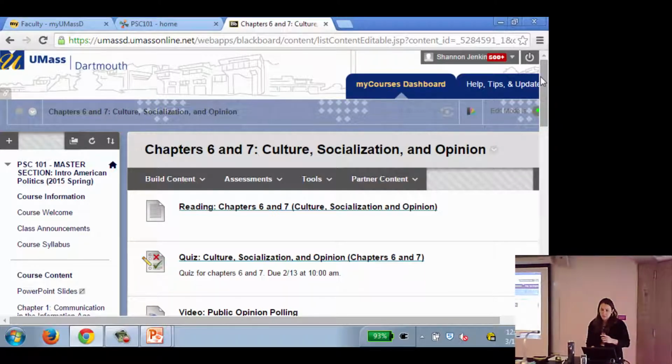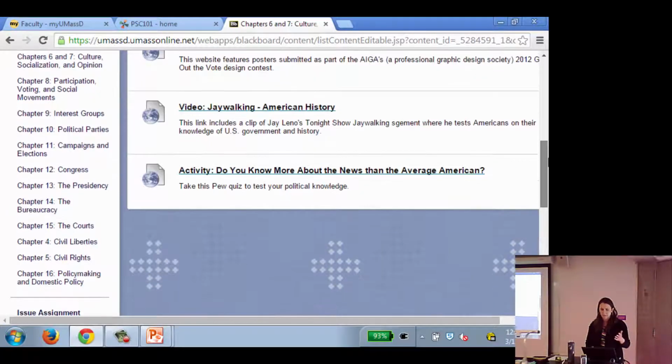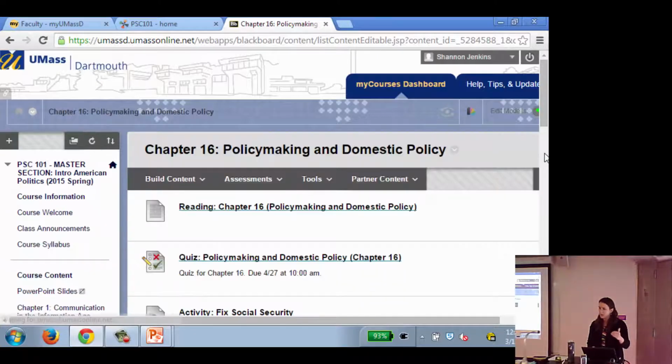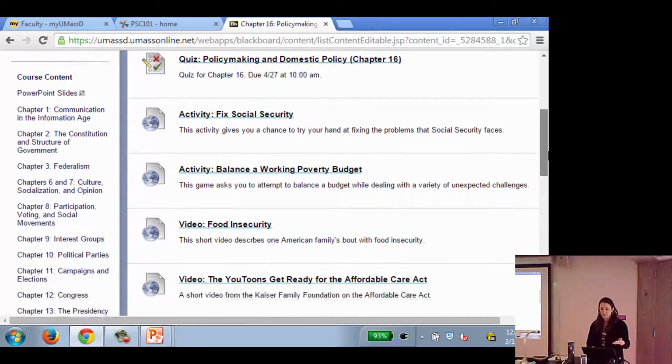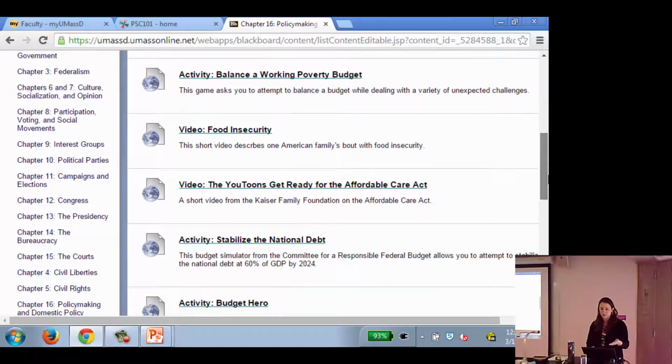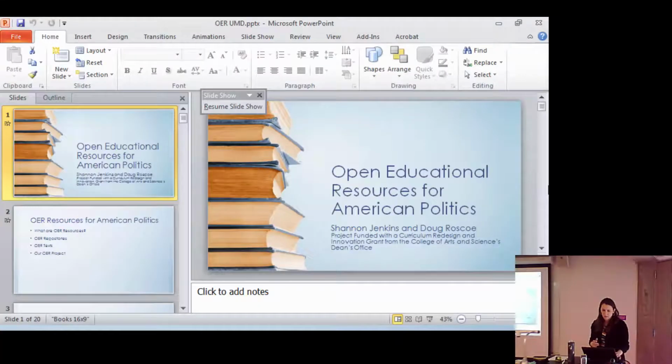So for every chapter, all of this is available. Within the chapters there's a quiz, and then there are activities that they can do: balancing a working poverty budget, fixing Social Security, a video about food insecurity, the Affordable Care Act, et cetera, et cetera. So we've located all of these interactive features that we hope students will like.